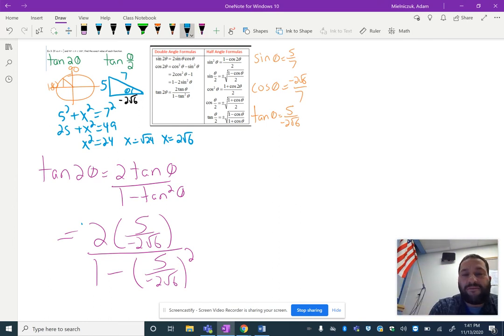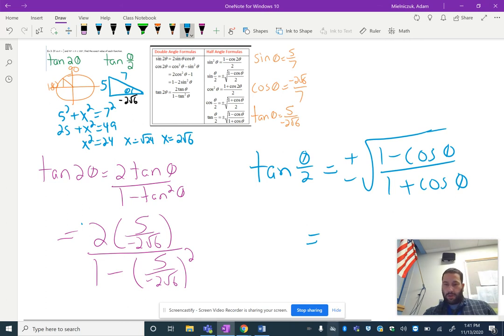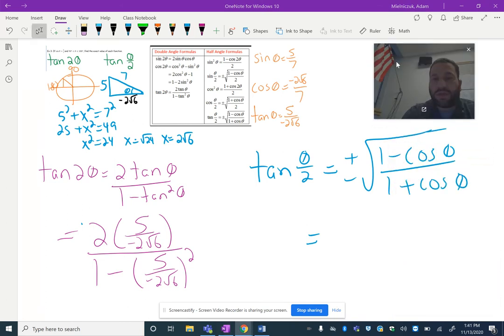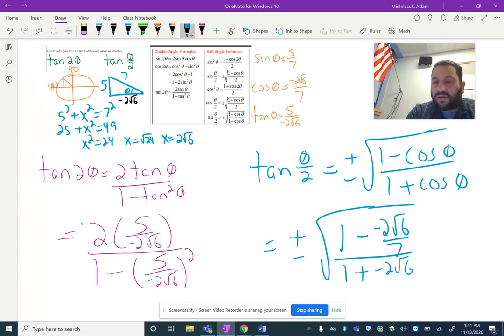Okay, now for the half angle, we know the half angle of tangent of theta over 2 is equal to plus or minus the square root of 1 minus cosine theta over 1 plus cosine theta. So in this situation, this will equal plus or minus the square root of 1 minus, you see cosine theta is negative 2 root 6 over 7, all over 1 plus the cosine, so 1 plus negative 2 root 6 over 7. Okay, once you have this all down, take a minute to look at the work from here.